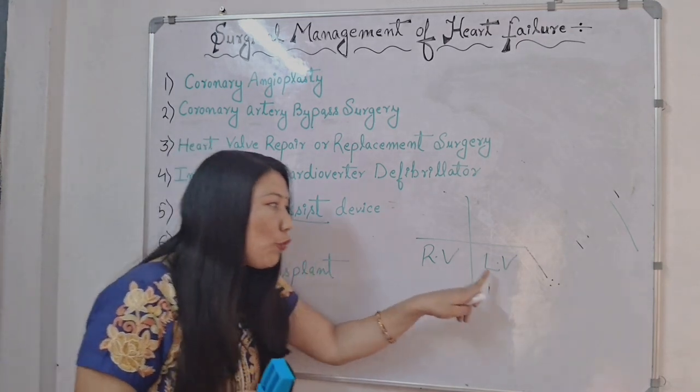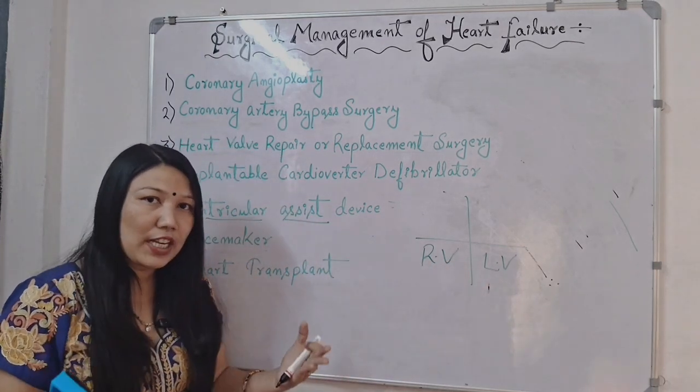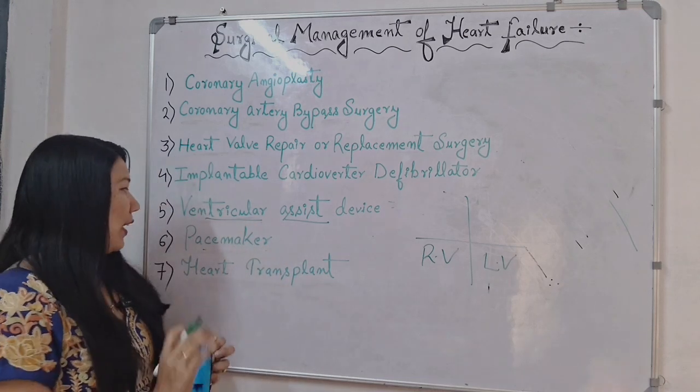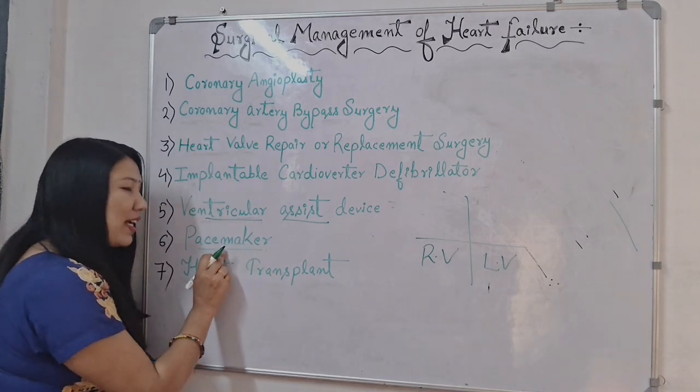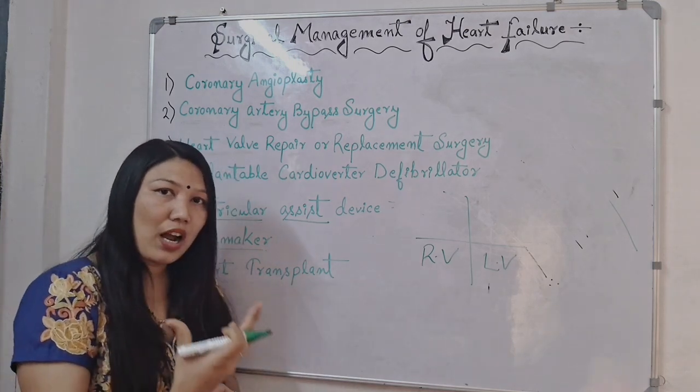Okay, if both ventricles are not working, if both ventricles are not pumping out the blood sufficiently, then we will attach the biventricular assist device. Next we have the pacemaker. Pacemaker again is an electronic device. It supplies electrical signals to the heart.